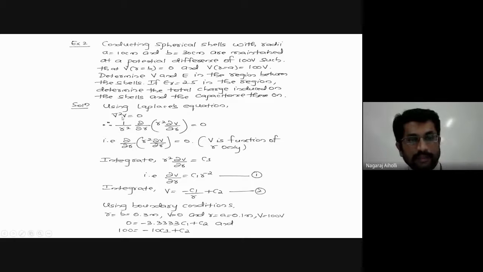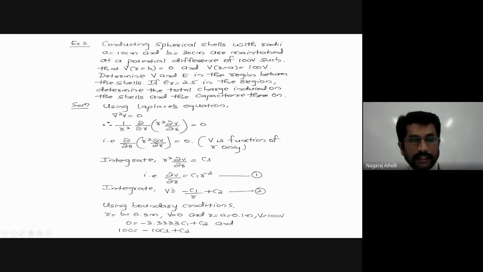Therefore, the Laplace equation for the given spherical system is 1 upon R square dou by dou R of R square dou V by dou R equal to 0. There are no theta and phi terms. Therefore, dou by dou R of R square dou V by dou R equal to 0. Integrate this, we get R square dou V by dou R equal to C1, or dou V by dou R is equal to C1 into R raised to minus 2. Take it as equation 1.